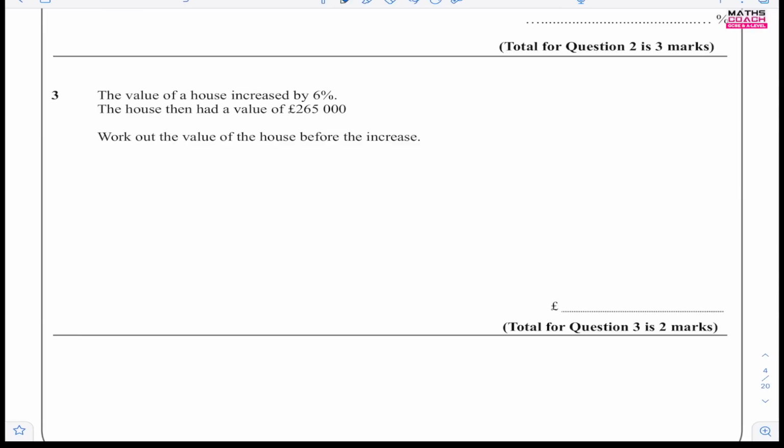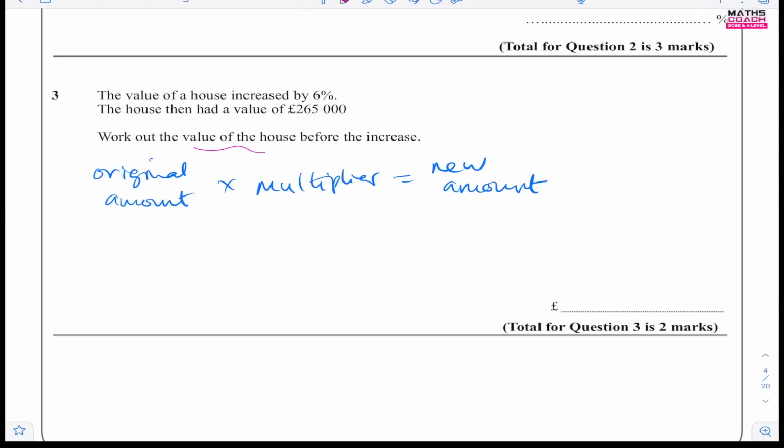Right, question 3. The value of a house increased by 6%. The house then had a value of 265,000. Work out the value of the house before the increase. Okay, so we can use the formula original amount times by the multiplier is equal to the new amount. We don't know the original amount because that's what we're trying to find out, so we're going to call it an x. The multiplier, now we know that it's increased by 6%.